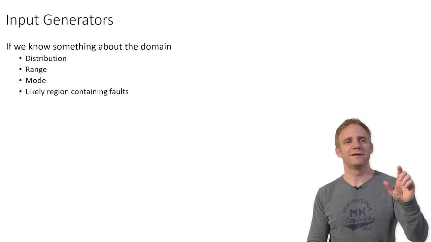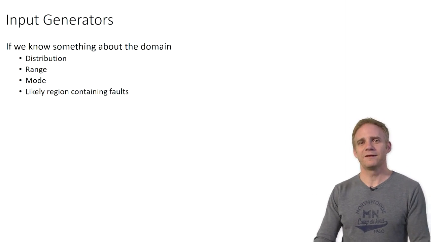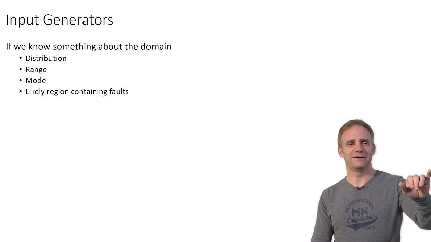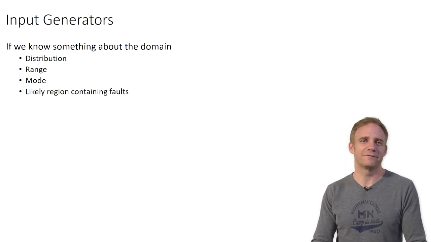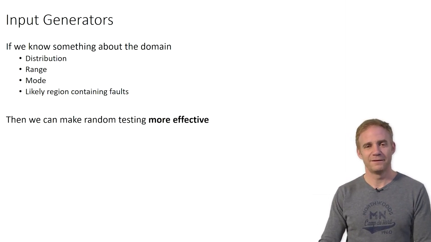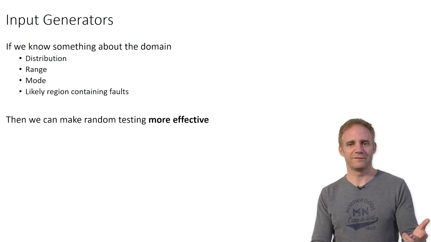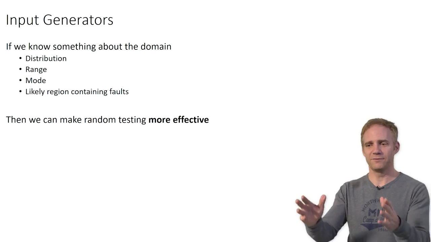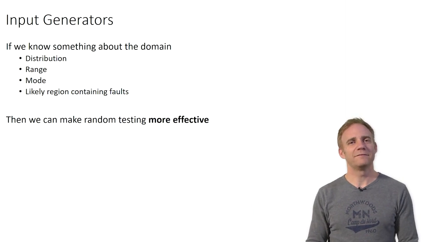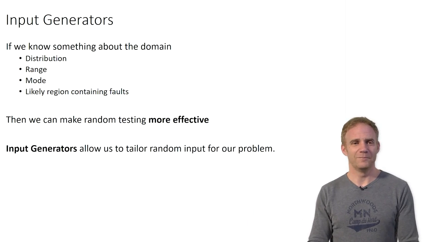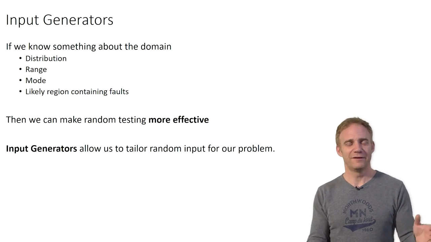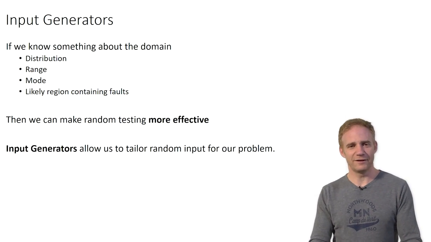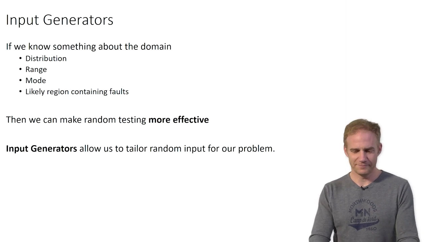Also, if we know something about the likely region containing faults. So suppose we know that for a particular variable, the faults seem to occur between negative 10 and negative 20. Well, in that case, we can tailor the test generation to look at those values in specific. So given these input constraints, we have fewer values to choose from. And if we know that's where the faults lie, or that's the only values the programs are expected to accept, we can make random testing much more effective. These input generators are the mechanism that allow us to tailor the inputs for a particular problem. And we'll study this in more depth when we look at JQuickCheck and the testing assignment you have.